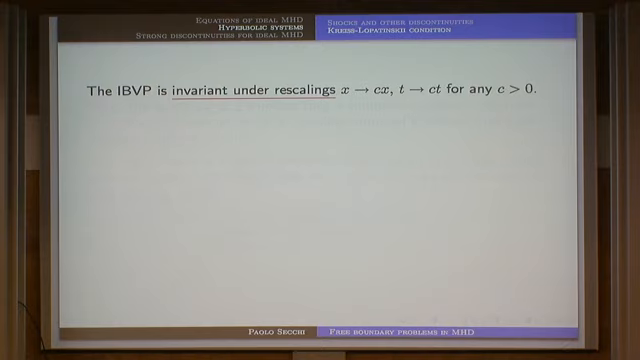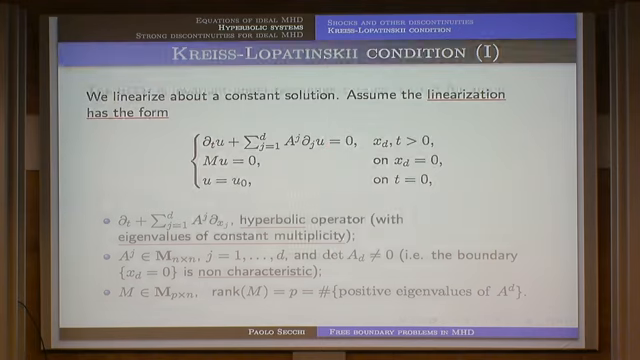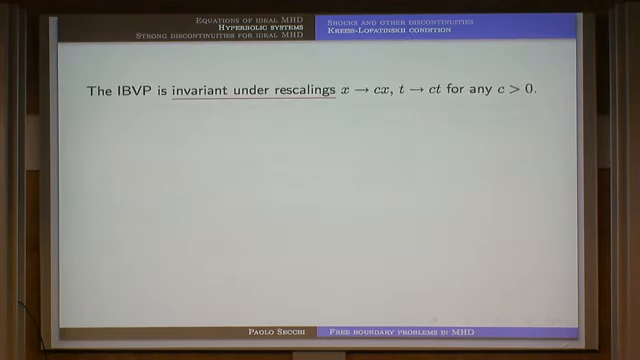So first we see that we have a homogeneous system of equations. There is a scaling property, this one. So the problem is invariant under this rescaling: x goes to Cx and t to Ct, for any number C.